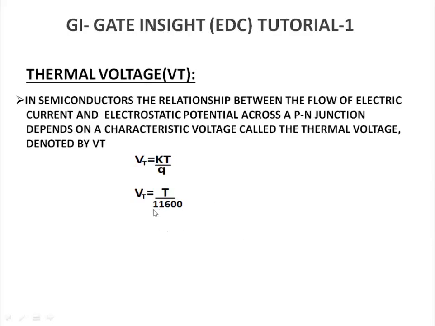Now you may be thinking how we get this 11,600. It is when you divide this charge q by Boltzmann constant k, you will get the value 11,600. Now at room temperature, we know that temperature T is equal to 300 Kelvin. So you can put the value of T equal to 300 Kelvin in any of the above equations. You will get Vt is equal to 26 millivolt.